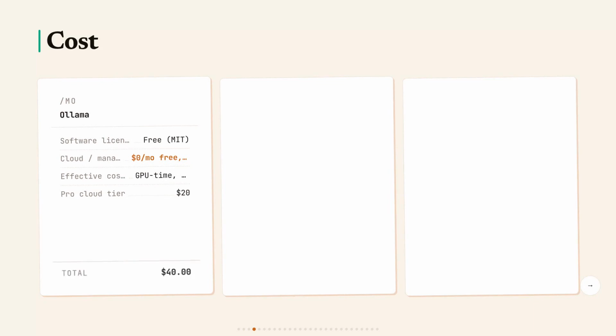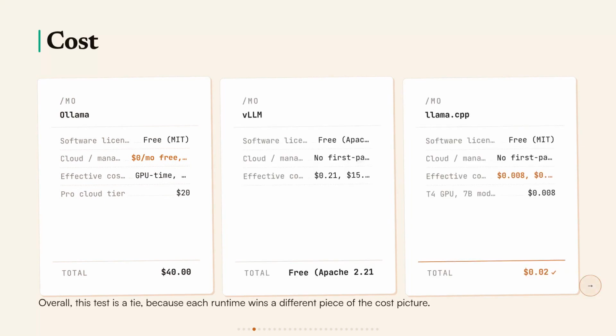If you're a solo dev, Ollama's free tier costs nothing until you outgrow your own hardware. If you're running a fleet of GPUs at scale, vLLM's cost swings hard with how well you tune it. And if raw compute efficiency is your only goal, llama.cpp is winning that argument on paper right now. Overall, this test is a tie because each runtime wins a different piece of the cost picture.